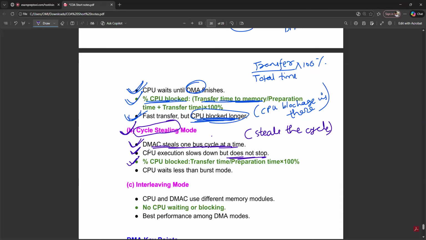Okay. So here also, the percentage of blocking will be transfer time divided by preparation time only. Only preparation time, not total time. Please keep this in mind.